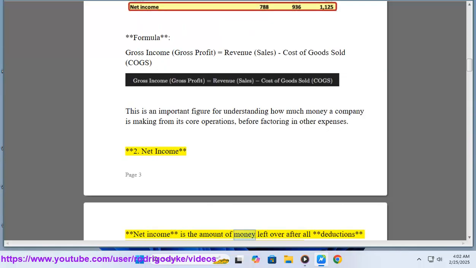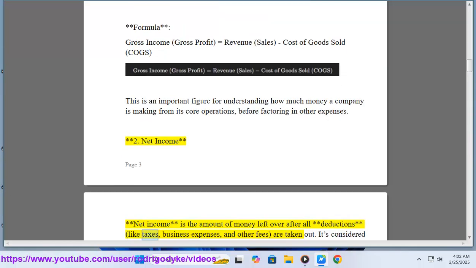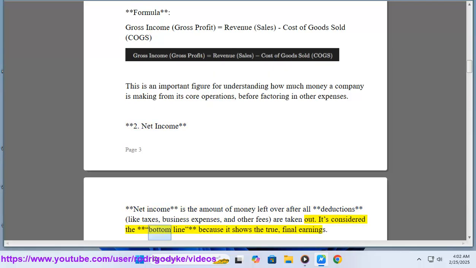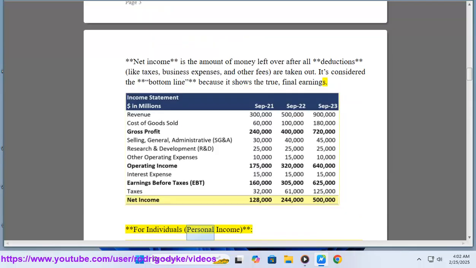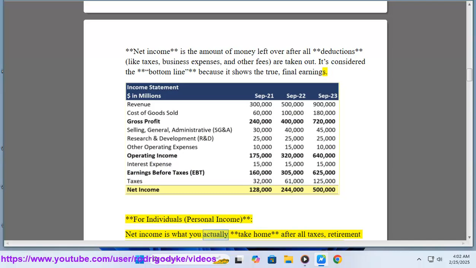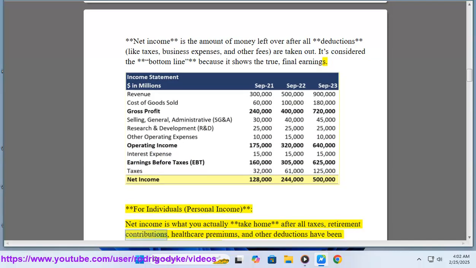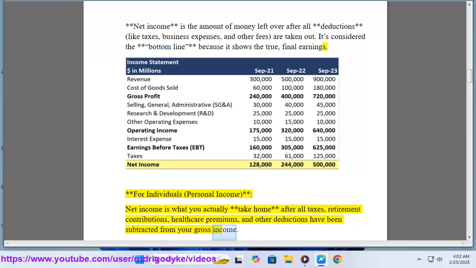2. Net income. Net income is the amount of money left over after all deductions, like taxes, business expenses, and other fees, are taken out. It's considered the bottom line because it shows the true, final earnings. For individuals, personal income, net income is what you actually take home after all taxes, retirement contributions, healthcare premiums, and other deductions have been subtracted from your gross income.